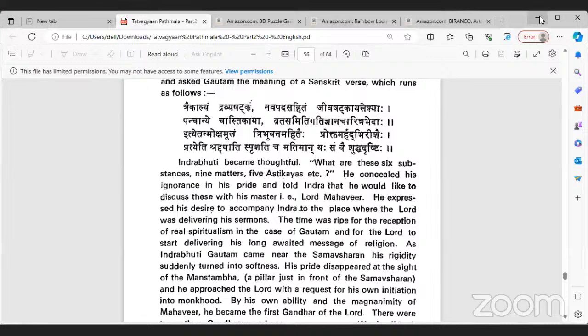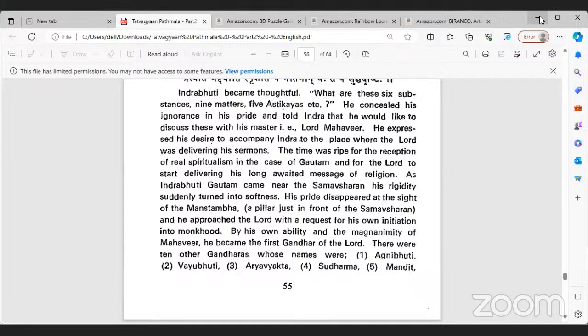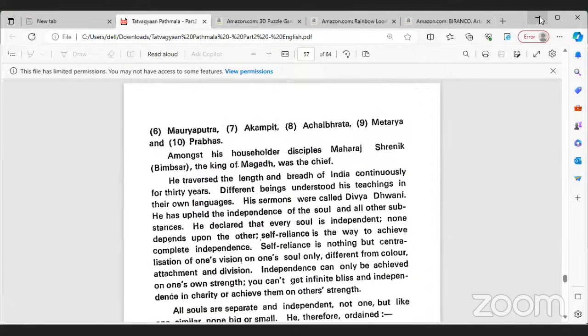As Indrabhuti Gautam came near the Samavasaran, his rigidity suddenly turned into softness. His pride disappeared at the sight of the Manastambha, a pillar in front of the Samavasaran, and he approached the Lord with the request for his own initiation into monkhood. By his own ability and the magnanimity of Mahavir, he became the first Gandhar of the Lord. There were 10 other Gandhars whose names were Agnibhuti, Vayubhuti, Avyakta, Sudharma, Mandit, Maurya Putra, Akampit, Achalbhrata, Metarya, and Prabhas.